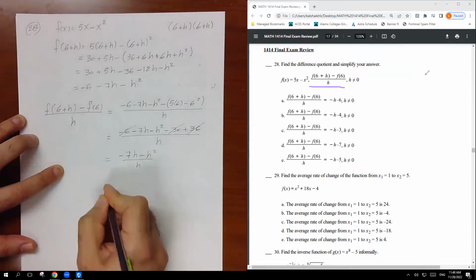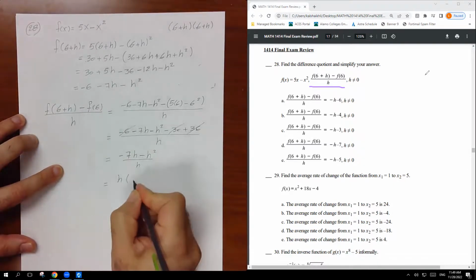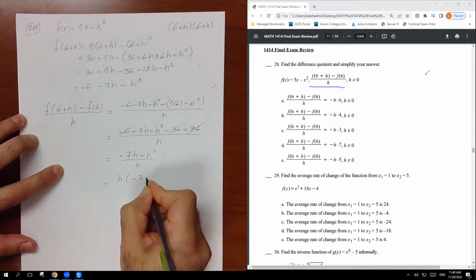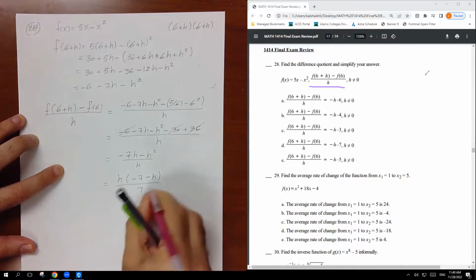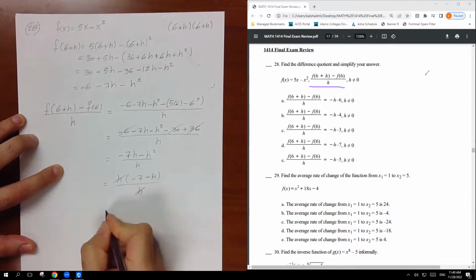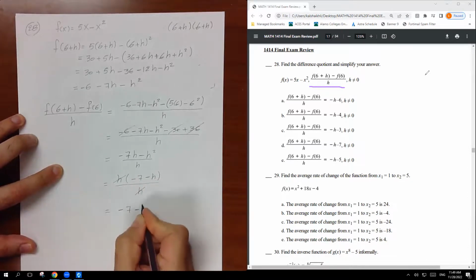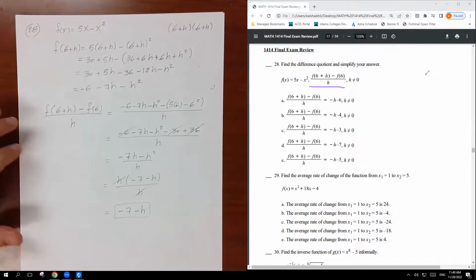Divided by h. Let's factor out the h. The left is negative 7 minus h, divided by h. And cancel the h here and here. The result is going to be negative 7 minus h. That's it. So now we're going to choose. D is going to be the right option, negative h minus 7 or negative 7 minus h. So this is the right solution.